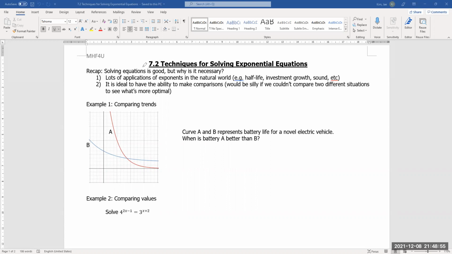7.2 is essentially a two-parter. You'll see more of it when we come back from the break, but it's essentially exponentials and, by extension, logarithms: how to solve equations that involve exponentials or logarithms. So the first part is going to be exponentials.